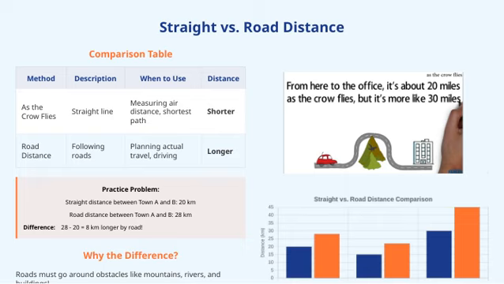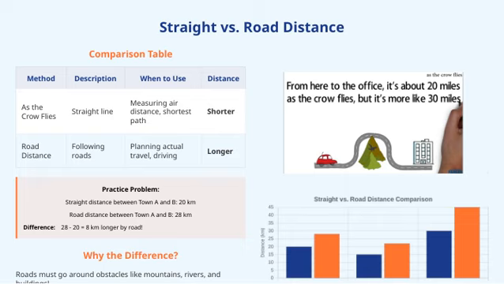On the other hand, road distance follows the actual roads and routes you would take when traveling by car or bus. This measurement is longer because roads often have to go around natural obstacles like mountains, rivers, or man-made structures such as buildings. So, it's more accurate for planning actual travel, but results in a longer distance.